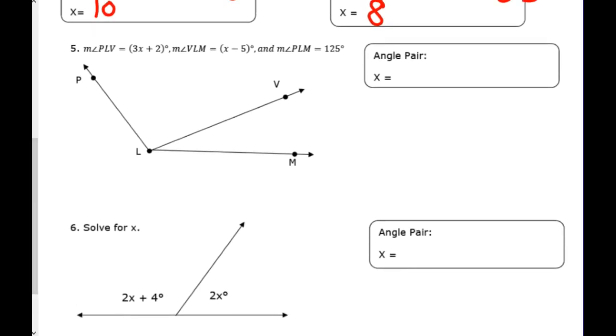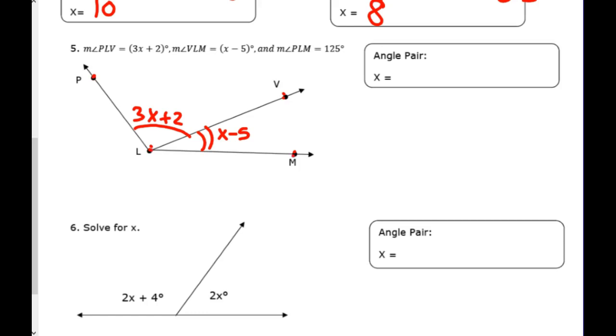We're thinking about part plus part equals whole, right? So for number 5, we got 3x, it says the measure of angle PLV. Now if you watch P to L to V, okay, that's this angle right here. Let's label that 3x plus 2. And the next one says the measure of angle VLM. So I'm going to use 2 arcs to show that it's different, and that's x minus 5.